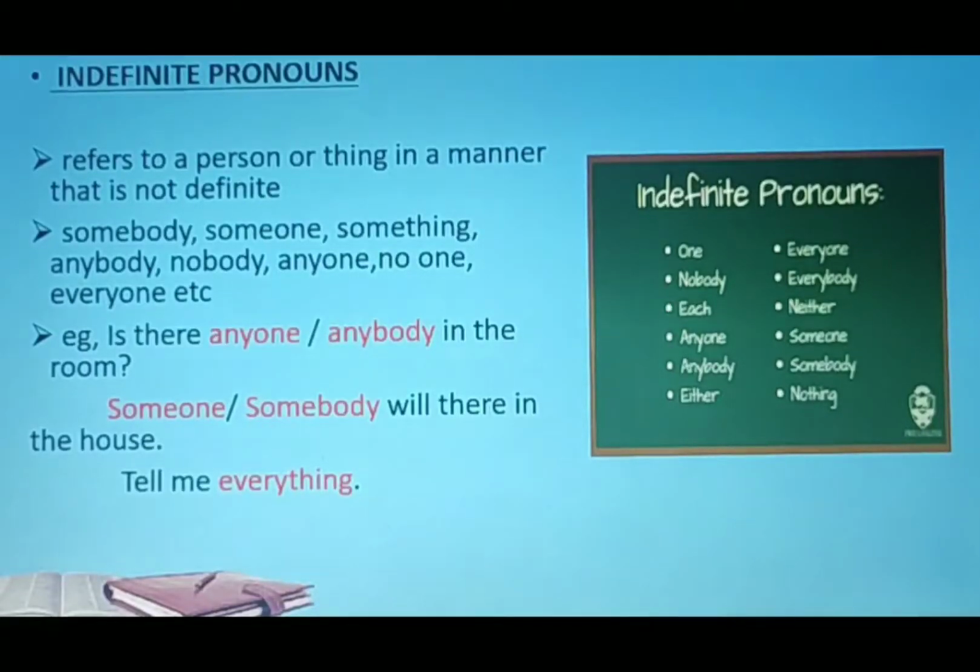So if you look at the example, is there anyone in the room, or is there anybody in the room? We are not clear when we read the sentence. It's not clear who is in the room. So we are asking this question, is there anyone in the room? So it can be anyone. It is not definite, it is not fixed. So that is an example of indefinite pronoun.